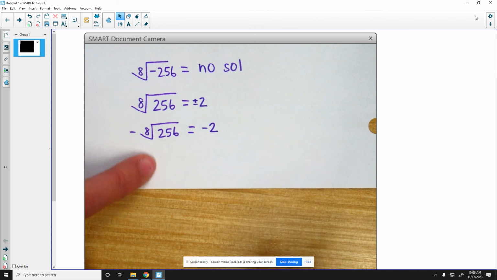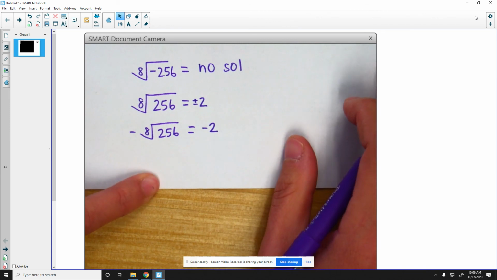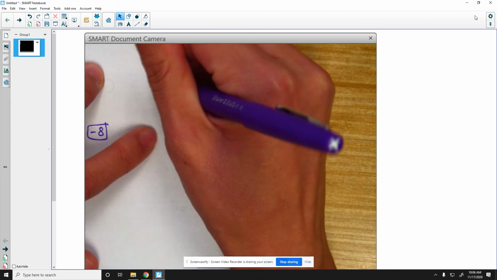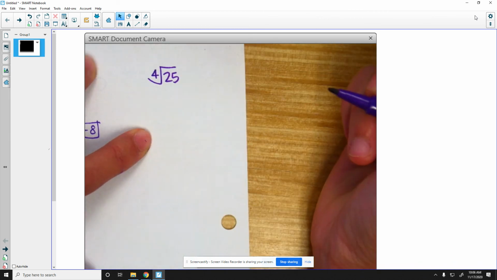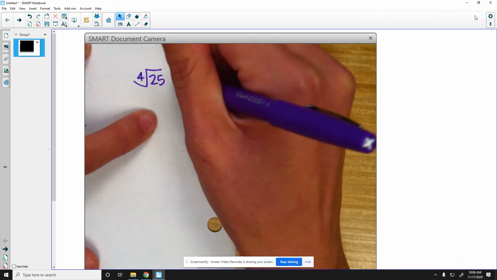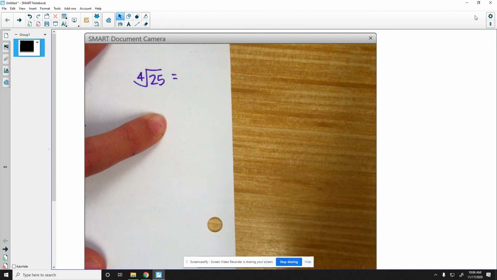Okay, really quick, something else that you learned yesterday that I want you to remember is this. If you have the 4th root of 25, you're going to have questions in your level work that say to rewrite it, not to solve it, but to rewrite it.